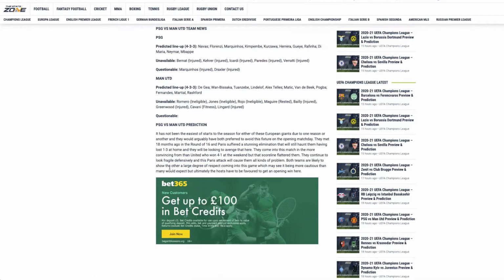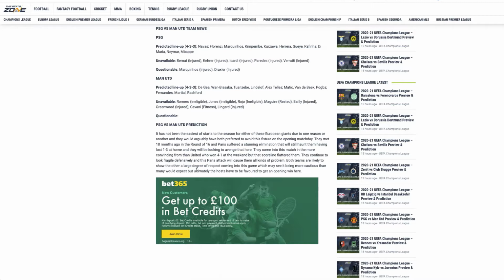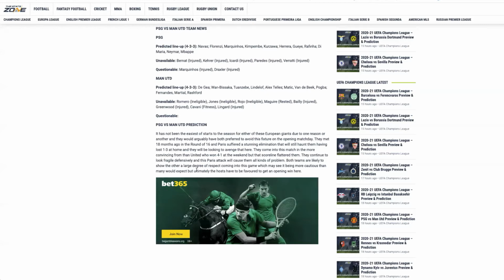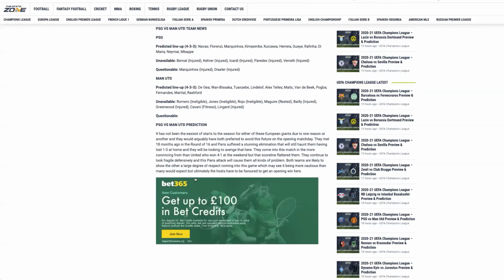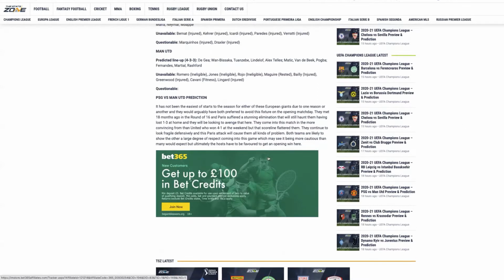Both teams are likely to show the other a large degree of respect, which may see it being more cautious than many would expect. Yeah, I can imagine PSG are not going to want to be hit on the break by Rashford and Martial, so they might play a bit deeper, and United just won't want to concede, so they'll be playing a bit deeper as well. So it might be a bit of a quiet first half, but I suspect, as in most games of football, once you get a goal, then you're likely to see the whole tempo of the match change and things sort of progress from there.